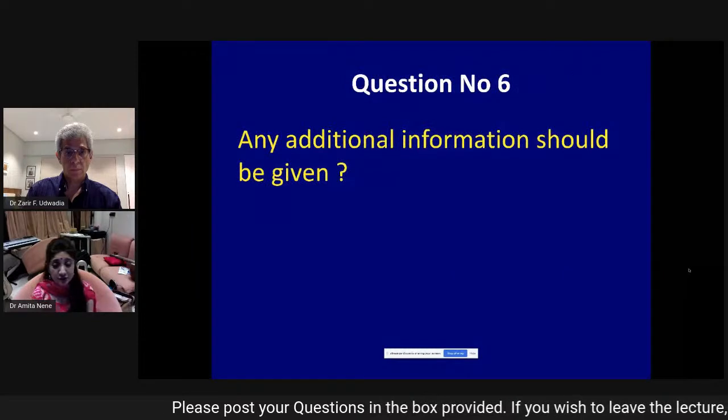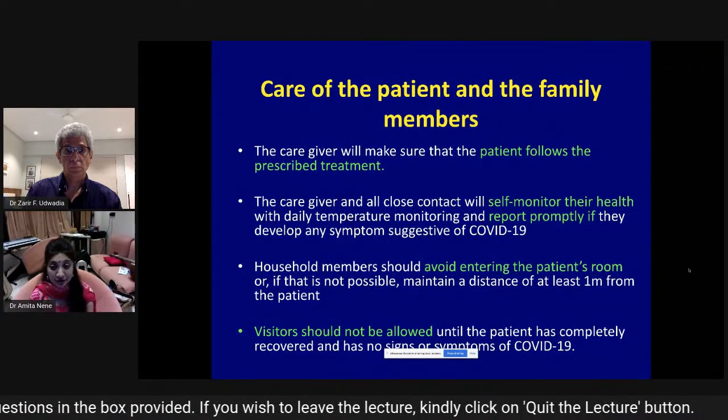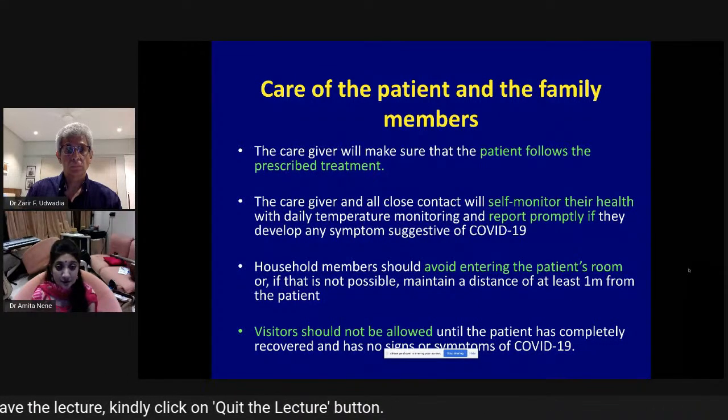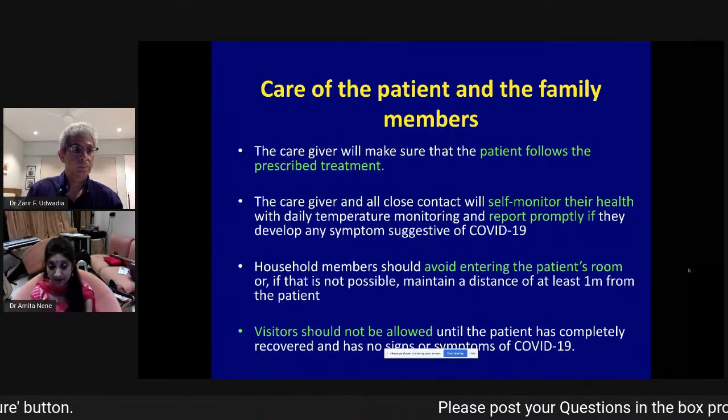Any additional information should be given? Yes, a number of them. The caregiver has to make sure that the patient follows the prescribed treatment. It's not that the patient is in his room and nobody really checks on the patient. We need to make sure that the treatment is being taken by the patient.